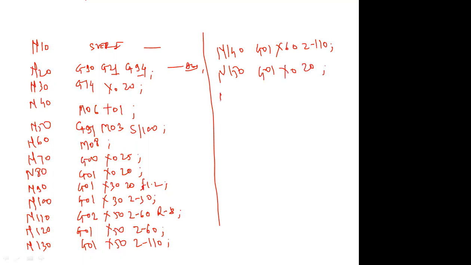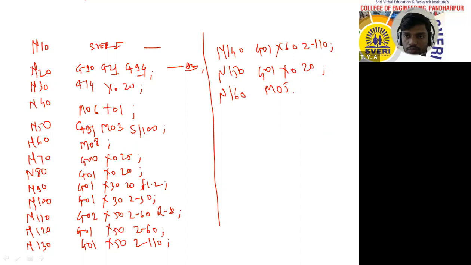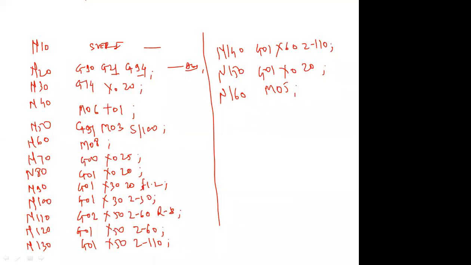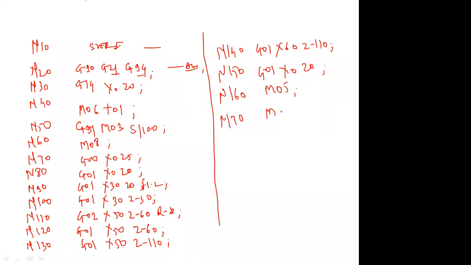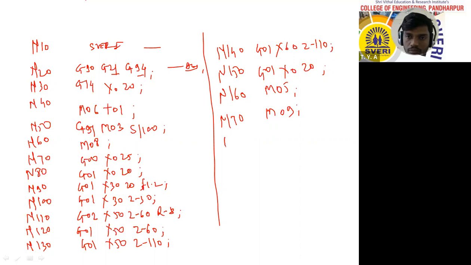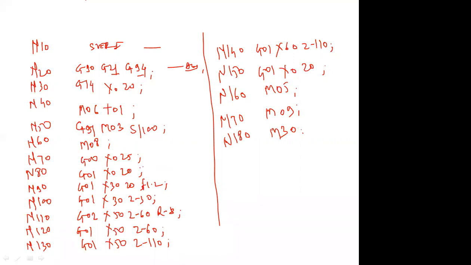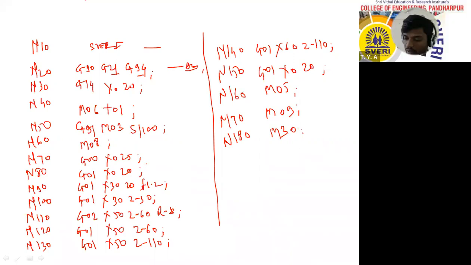Next: M05, M09, M30. Okay, next line M09. Next line M30. Okay, very good. Thank you so much for giving the solution.